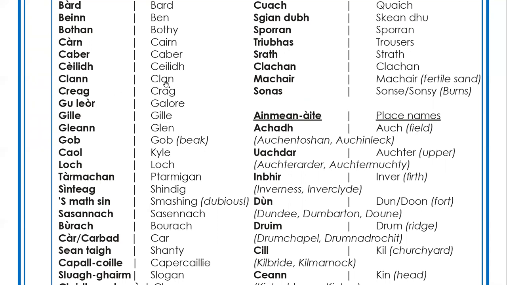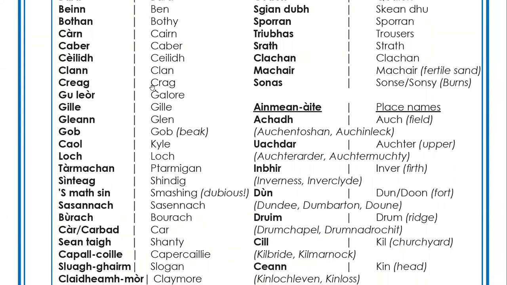In English, we have the word clan, as in family grouping. In Gaelic, clann. And the meanings are slightly different. In Gaelic, clann is children collectively. And notice the double N here is giving the A a bit of a W sound. Crag, if something's craggy, it's creag, rock.